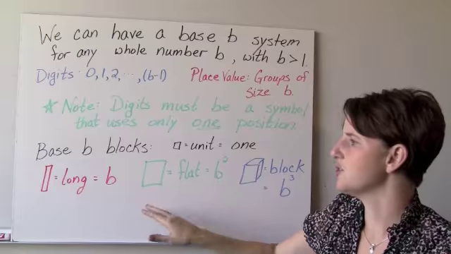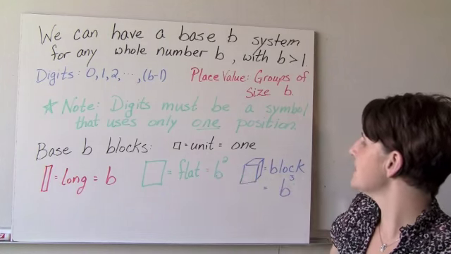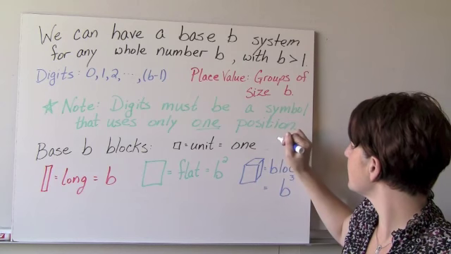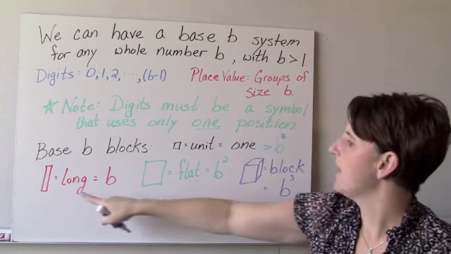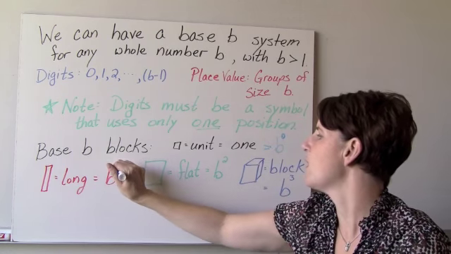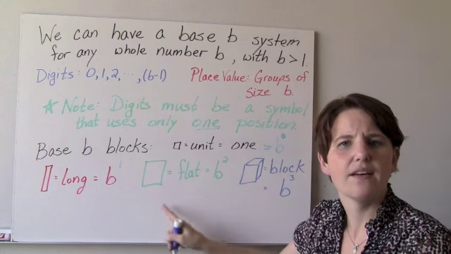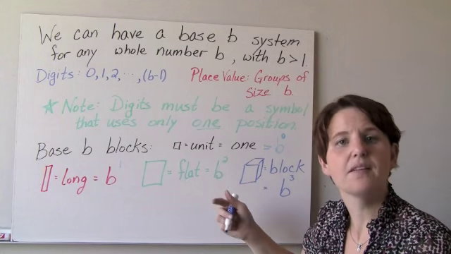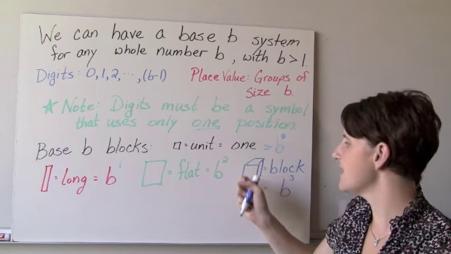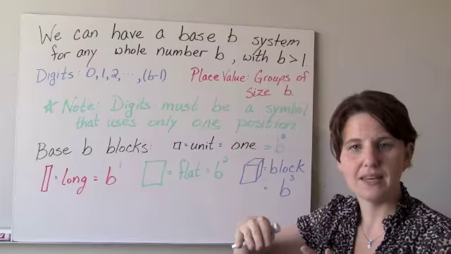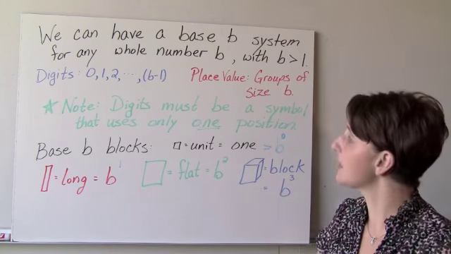So you can also draw pictures, which I showed in the base 4. The unit is equal to 1, which is B to the 0 power. A long is a value of B to the 1 power. A flat is B squared. Think about the area of a square, B times B, B squared. And then the block is B cubed. And think about the volume of a block. It's B times B times B. So we'd have 3 dimensions in B cubed.